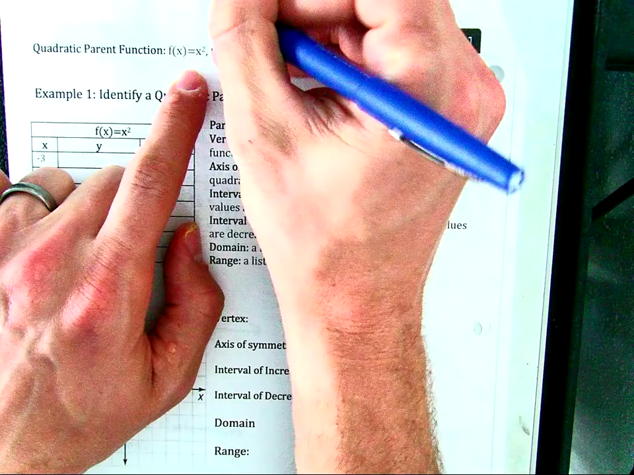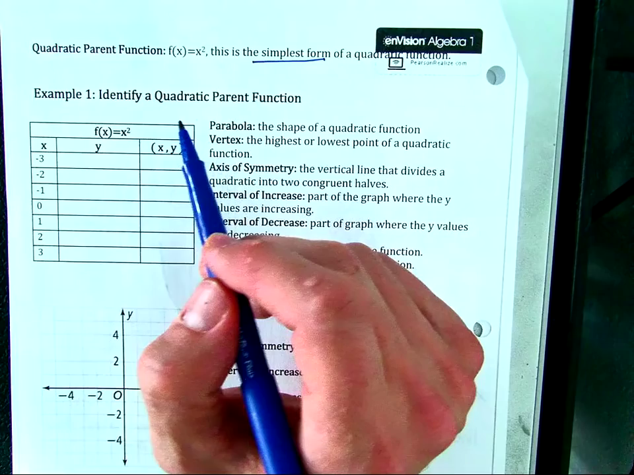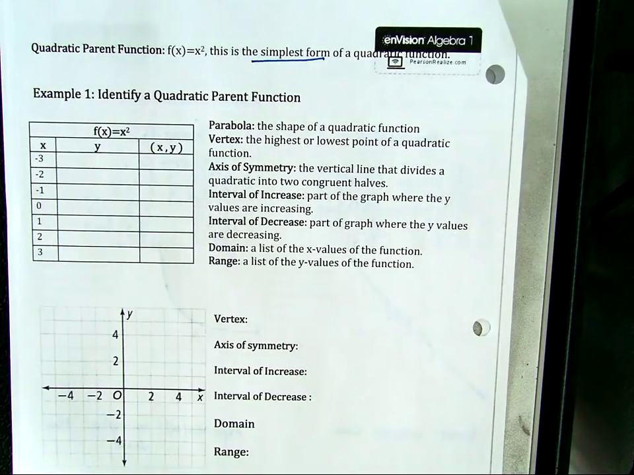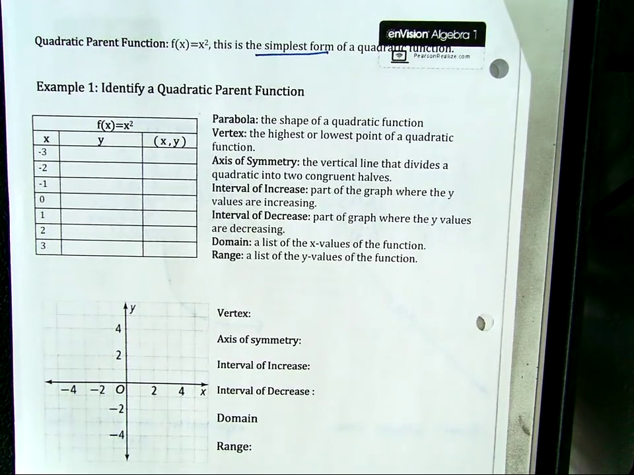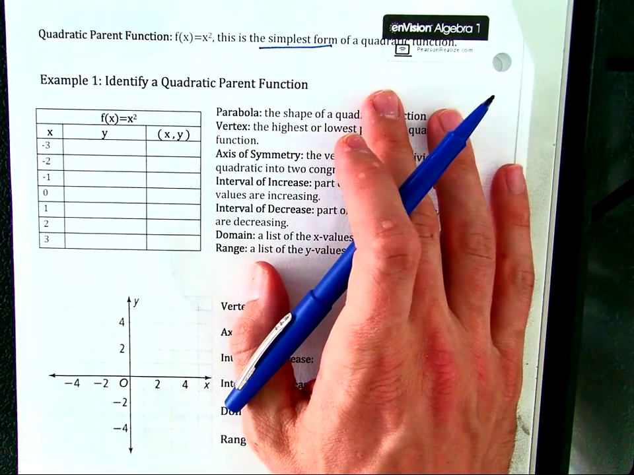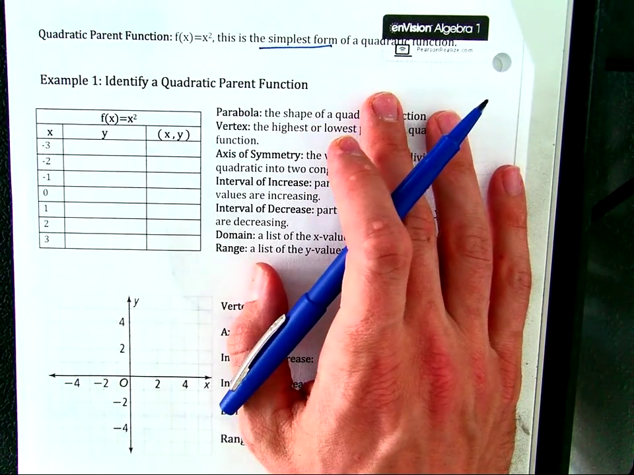There's nothing in front of the x squared, there's nothing being added to it. X squared is the simplest form of a quadratic. And so today we're going to look at not only what the graph of that looks like, but how we can change it and how those different graphs look as we go through. As we go, we're going to take a look at the table of values. Then there are a few definitions that we're going to talk about as well.